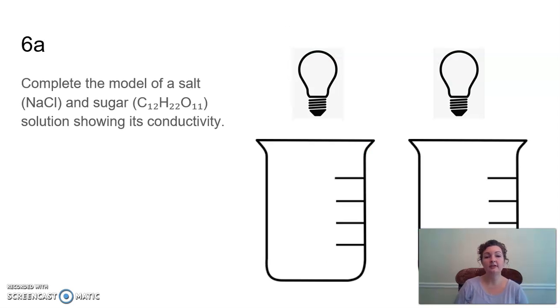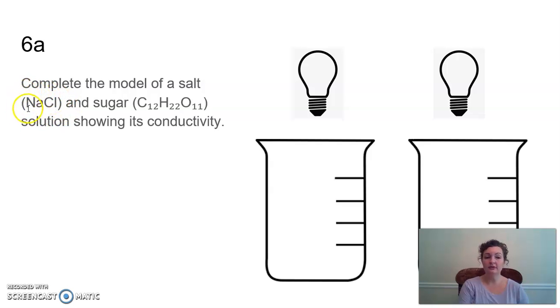So this one says complete the model of salt NaCl and sugar C12H22O11 solution showing its conductivity. So before we even get into this, let's remember about ionic and covalent bonds and which ones are conductive. So do we remember that ionic bonds are formed between metals and nonmetals? In this case, salt NaCl is an ionic bond. Na is sodium, Cl is chlorine. Sodium is a metal, chlorine is a nonmetal.